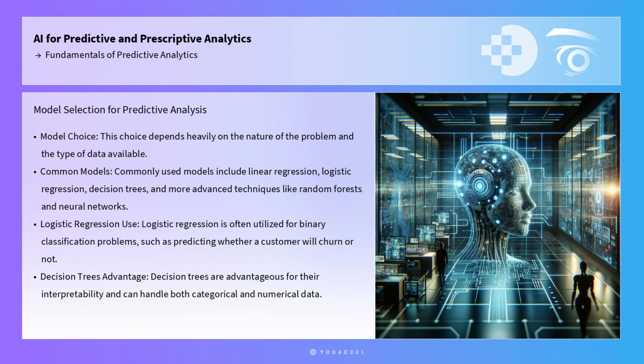Once the data is prepared, the next step involves selecting an appropriate predictive model. This choice depends heavily on the nature of the problem and the type of data available. Commonly used models include linear regression, logistic regression, decision trees, and more advanced techniques like random forests and neural networks. For instance, logistic regression is often utilized for binary classification problems, such as predicting whether a customer will churn or not. On the other hand, decision trees are advantageous for their interpretability and can handle both categorical and numerical data.